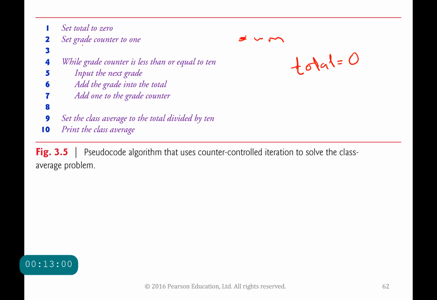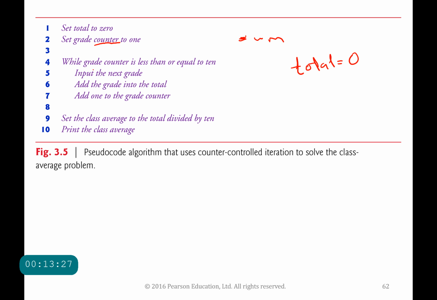Then we have another variable counter which we set to 1. So we're starting off with the value of 1 by default. And then what we do is we use a while statement, and we say while grade counter is less than or equal to 10, input the next grade.